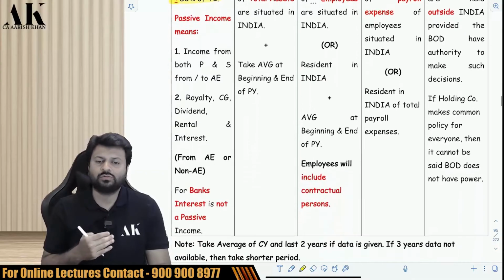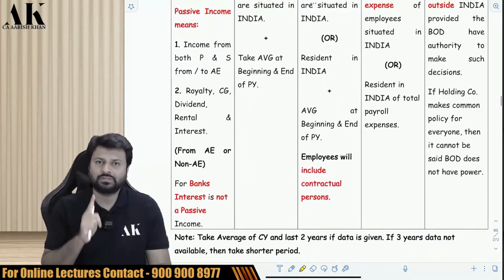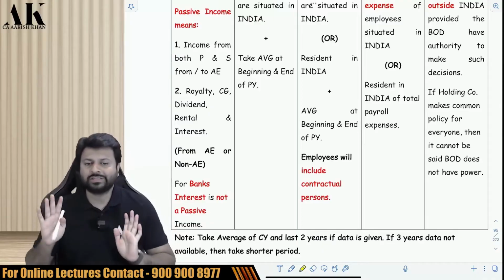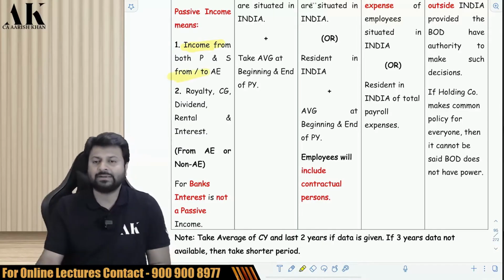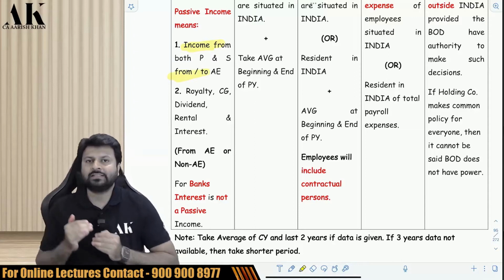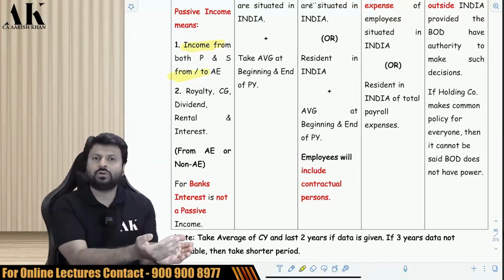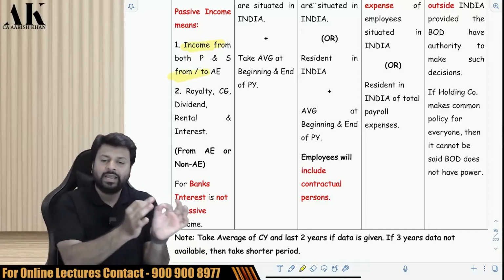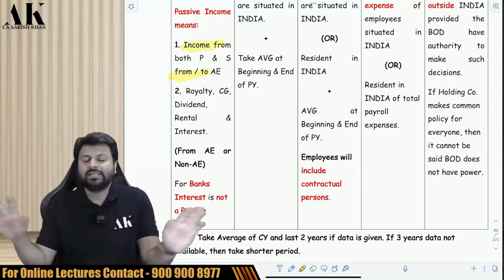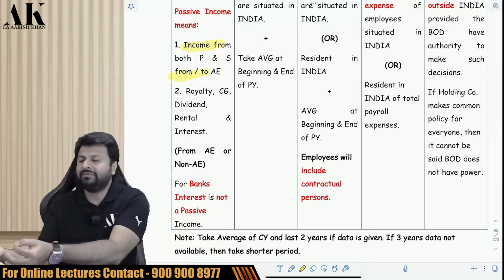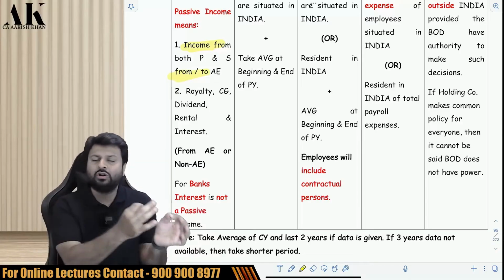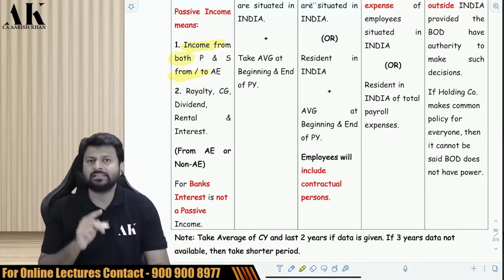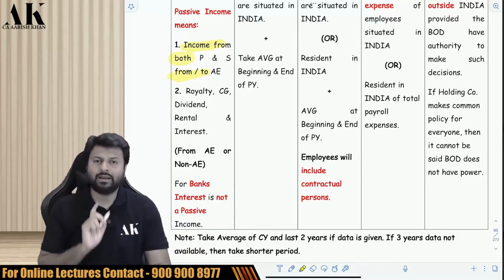Passive income includes what? Passive income includes 2 incomes. First, where you purchase and sell both to the associate enterprise, that will be considered as a passive income. For example, I purchased goods from an associate enterprise and sold to an associate enterprise, that is a passive income. But if I purchase from associated and sell to non-associated, then it will not be called a passive income. And if I purchase from non-associated and sell to associated, there also it will not be called a passive income. Both purchase and sale have to be from and to associate enterprise.